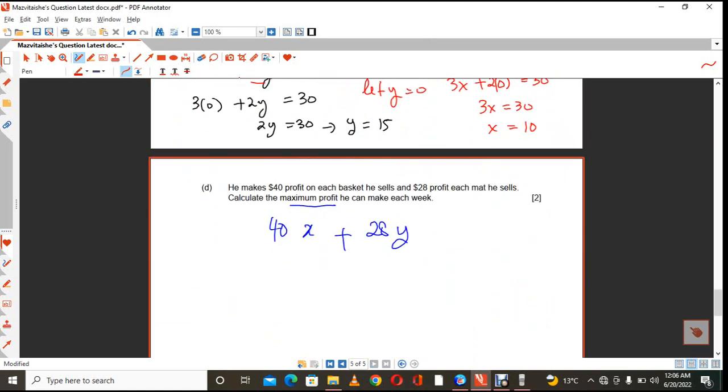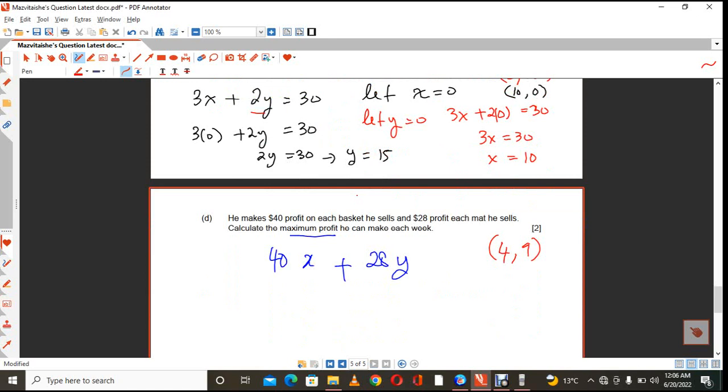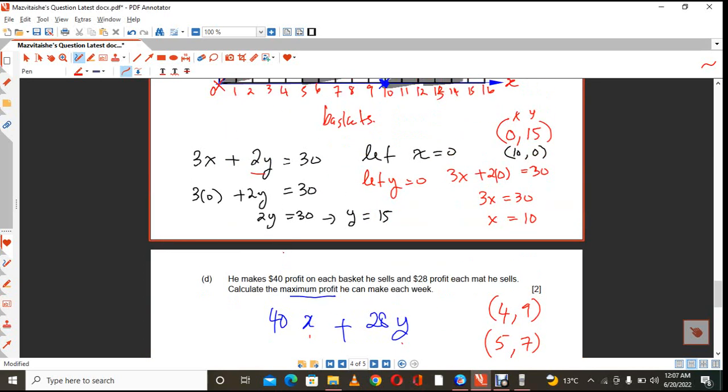So I'm going to go back here and take the point 4,9. All right. Let me take another point, maybe this point here, 5,7. We must take points where the line doesn't cut. So with 5,7, I'm going to substitute in here for X and for Y and see what we get.